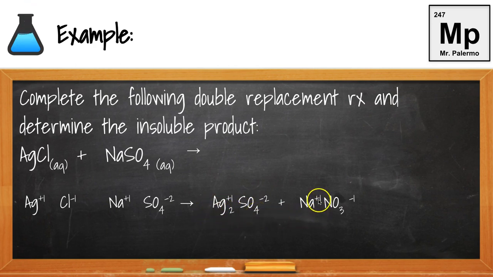And let's do the same thing here, +1 and -1. This does equal 0, so this is a 1-to-1 ratio, and that is already set.